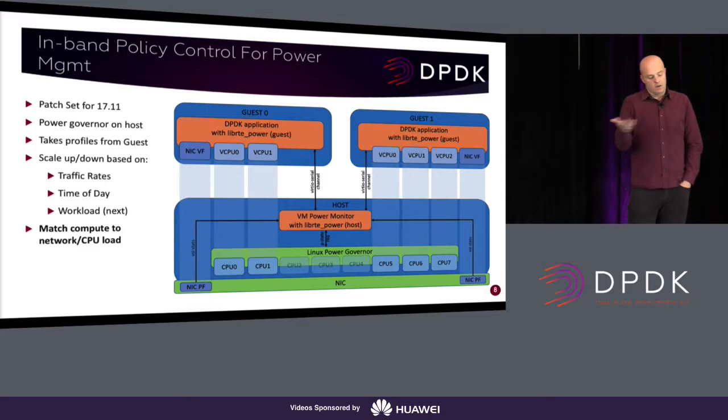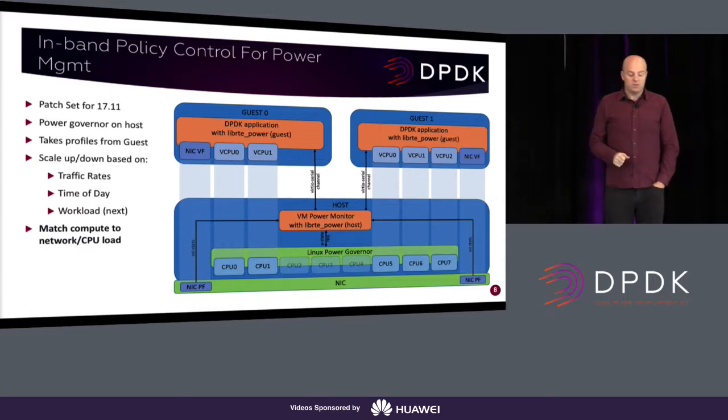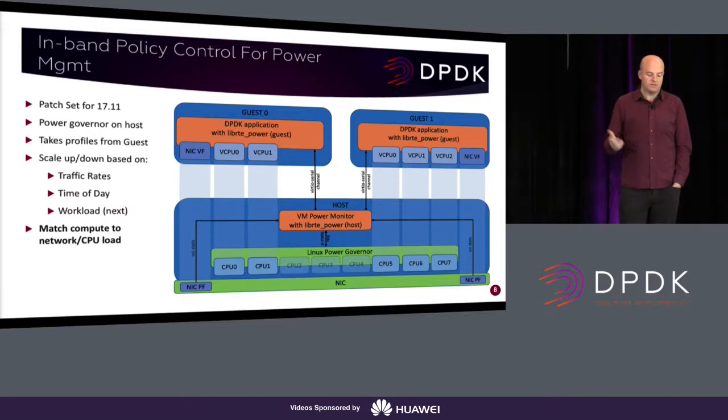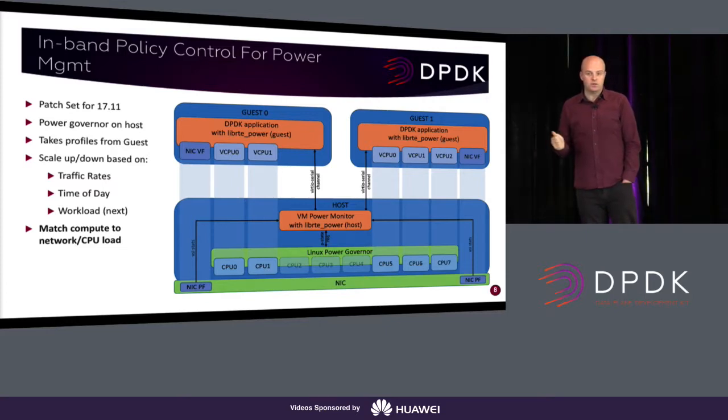Now, this is a change in the architecture that we have, and what we're looking forward to is in 18 releases. I won't commit to which version is more workload based. We've done the traffic rates and the time of day. But ultimately, what we're trying to do is match the compute to the network load and meet that flow, and provide that architecture to the community to be able to do that as well.